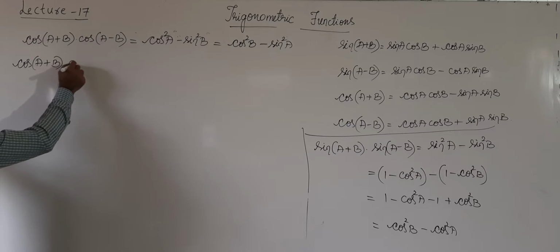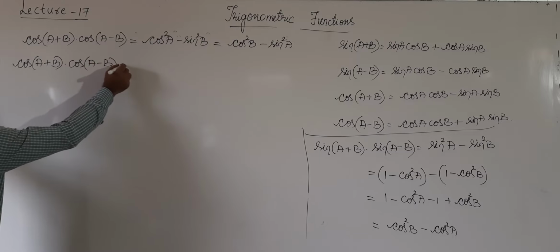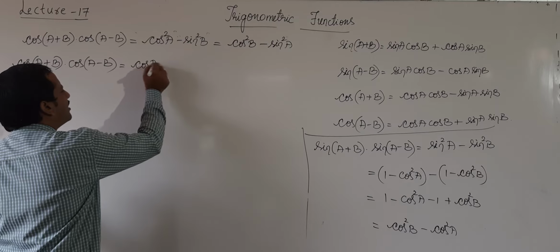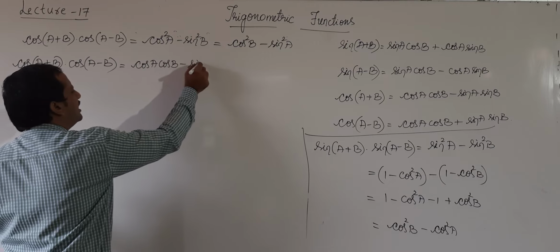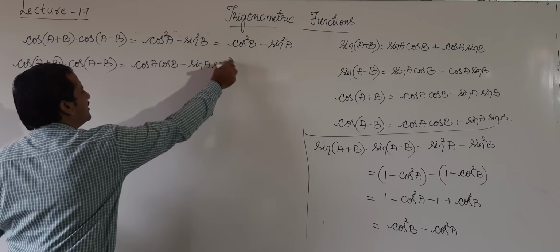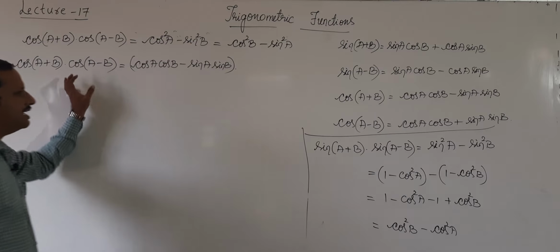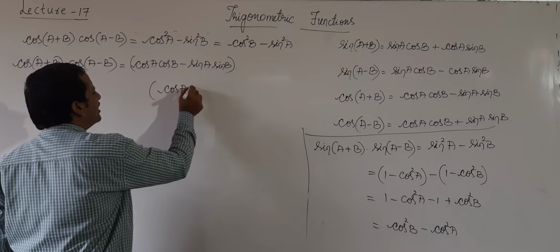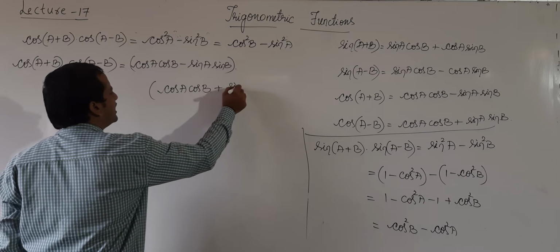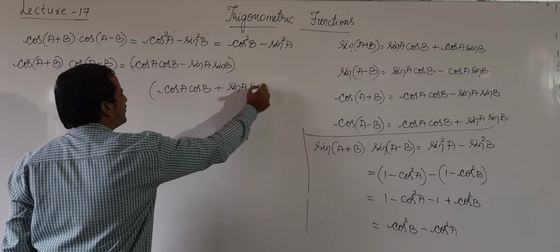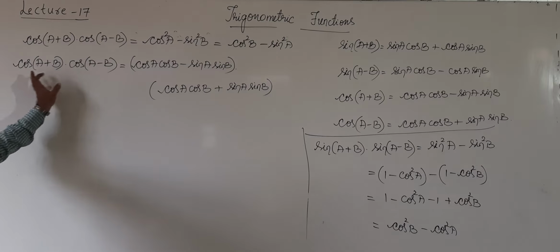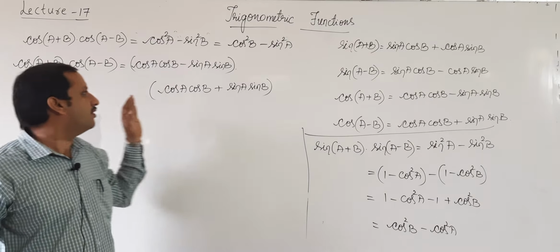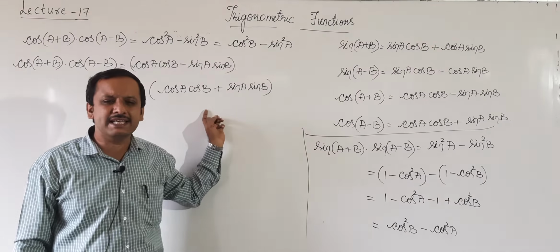Let me take cos A plus B into cos A minus B. We have the formula for cos A plus B: cos A cos B minus sin A sin B. Into cos A minus B, which is cos A cos B plus sin A sin B. So, cos A plus B into cos A minus B is cos A cos B minus sin A sin B, times cos A cos B plus sin A sin B.